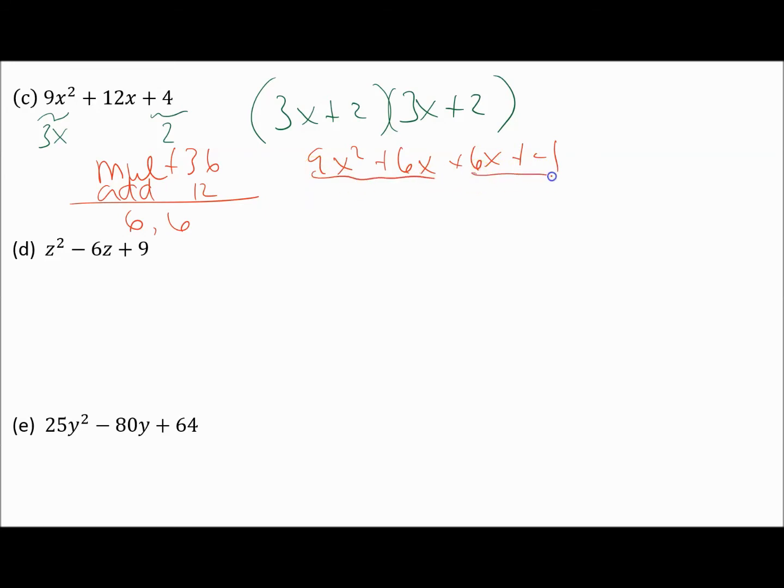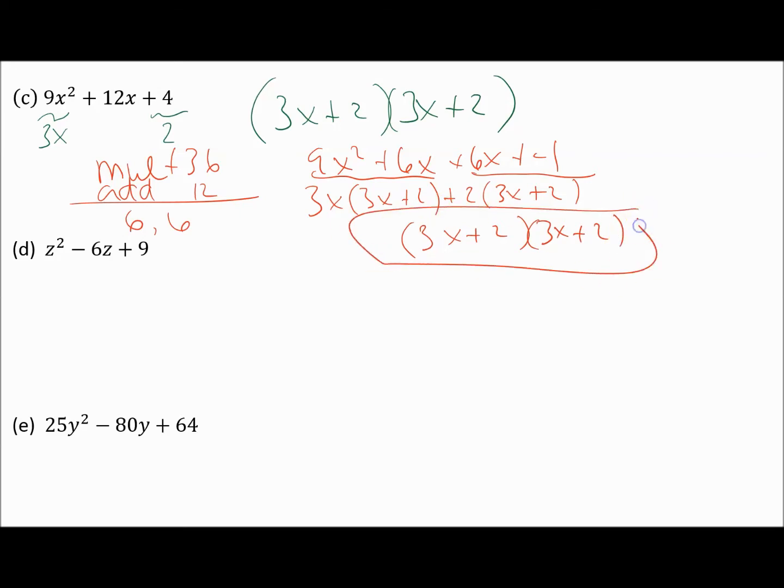Factor by grouping. What comes out of here is a 3x. That leaves me with 3x plus 2. What comes out of here is a 2. That leaves me with 3x plus 2. And there I am in the same place. That's 3x plus 2 times 3x plus 2. It doesn't matter to me which method you use as long as you're getting your problem right.